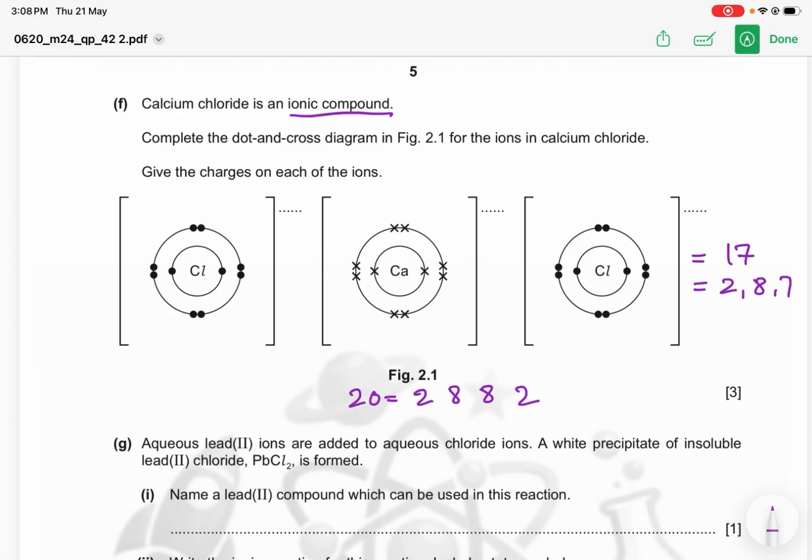Now we have two chlorines here, and we know that chlorine requires only one electron. So calcium is supposed to donate its two electrons, one each to the chlorines. When calcium donates electrons, it will have a +2 charge, whereas both chlorines will have a -1 charge because they are accepting electrons. For calcium, they have already completed the first and second shell. The third shell is still remaining. We have to draw that. So let us complete the shell here.